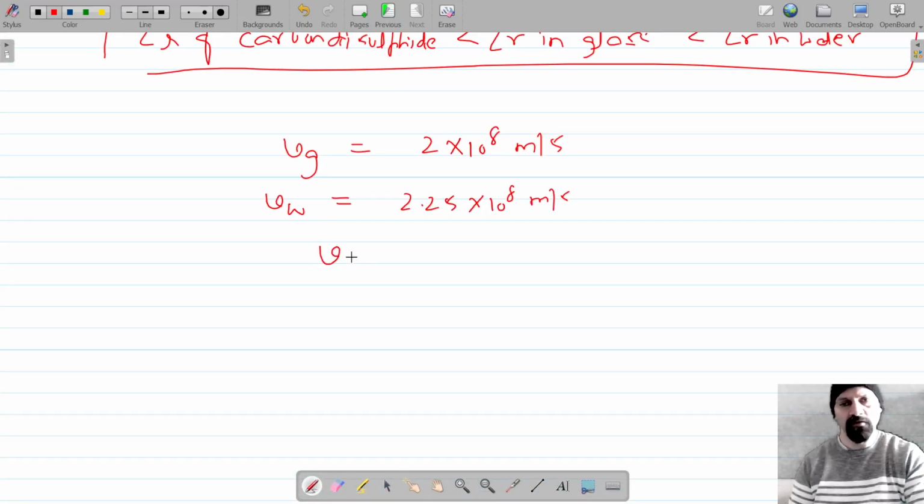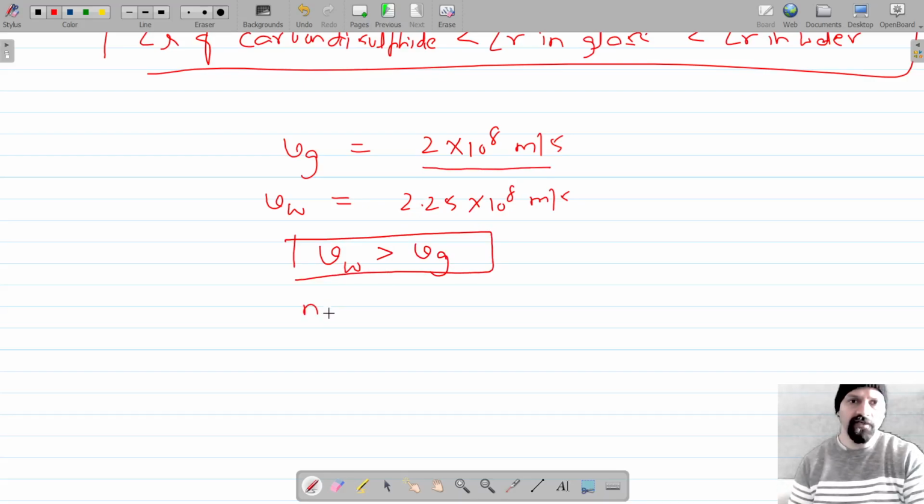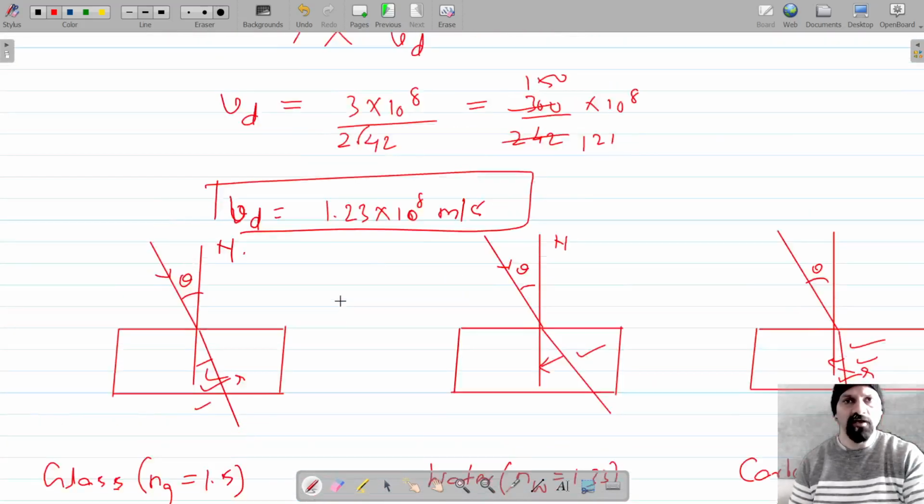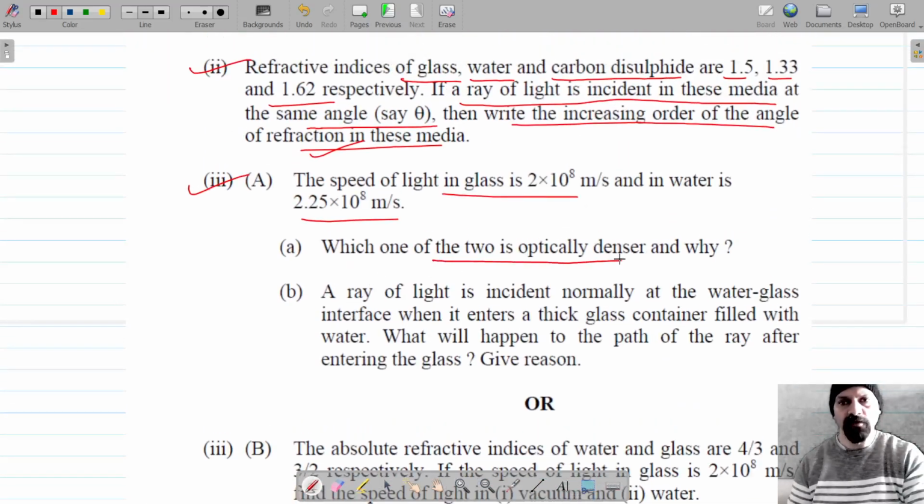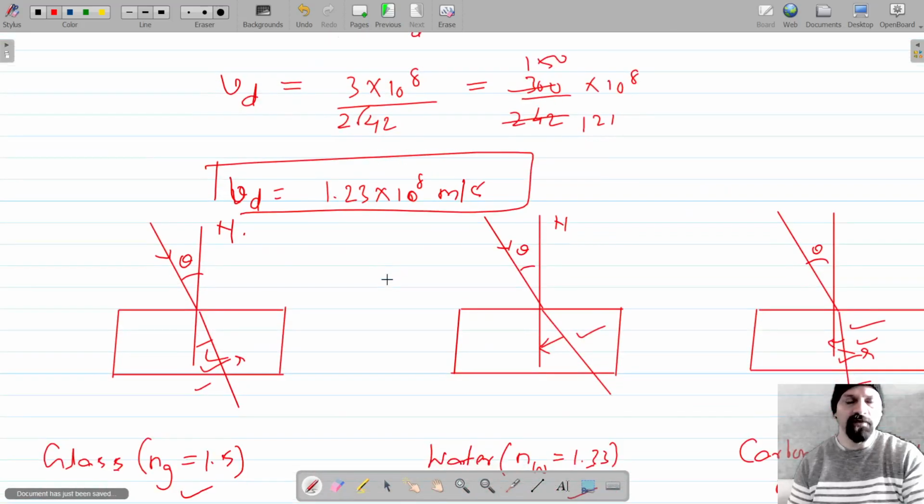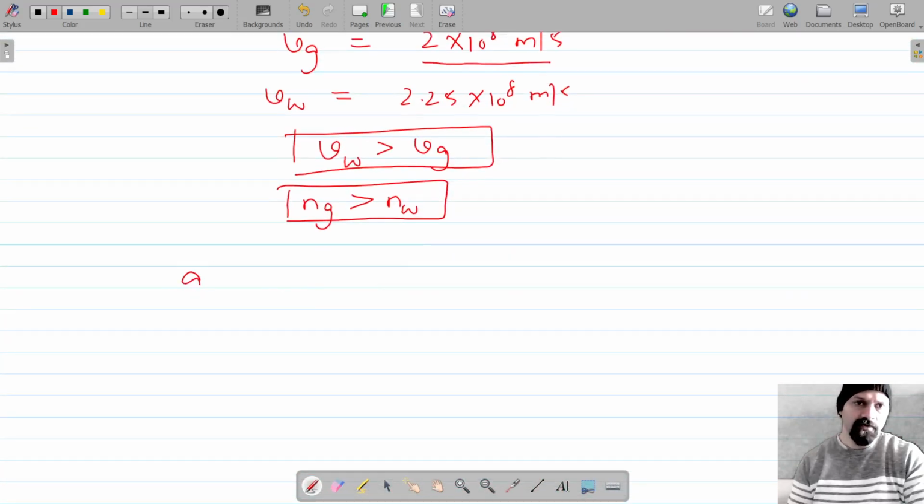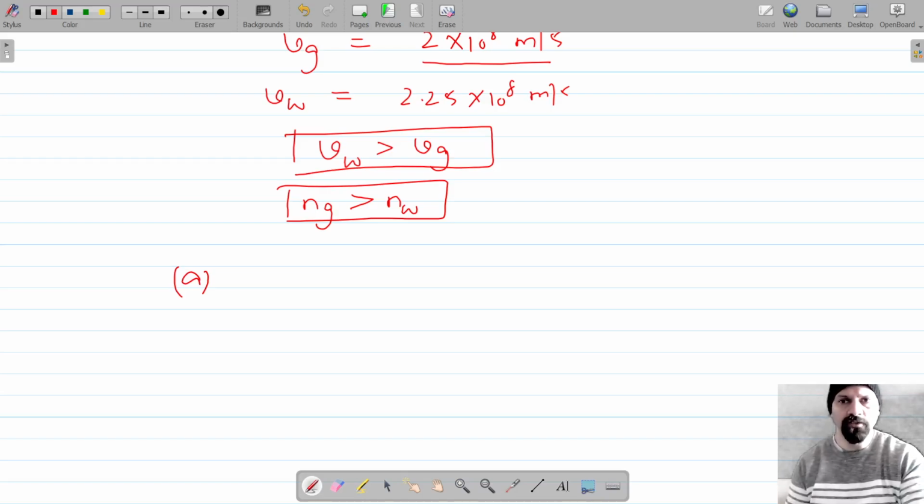Here we can see that the speed of light in water is more than the speed of light in glass. So the speed of light in glass is less, which means the refractive index of glass is more than the refractive index of water. In this case, the question asks which of the two is optically denser and why. We can write here that the refractive index of glass is more than the refractive index of water. The speed of light in water is more than the speed of light in glass.